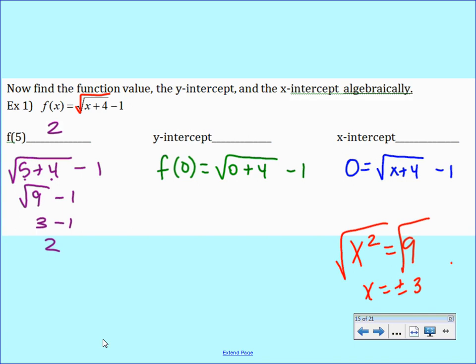Cool? I know for the x and y intercept, it has to be ordered here in the answer, but when you find f of 5 and you want us to write it in order, you don't need to. You just need to tell me just the 2. In fact, I don't think you can write it as ordered. You can just say 2. Cool?